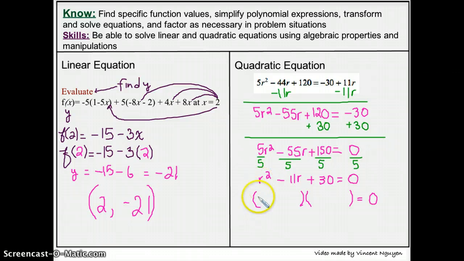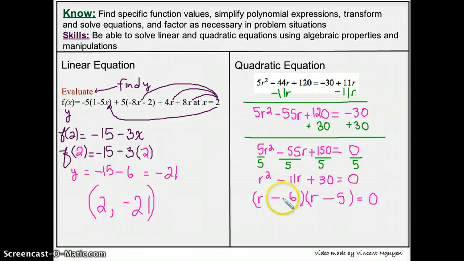To get r squared, I have r times r. To get 30, I have many choices. I have 30 times 1, 15 times 2, 3 times 10, 6 times 5, but I need to consider my middle term. My middle term is 11, so 6 and 5 seem to be good choices to use to get 30, because 6 and 5 will make 11 somehow. So let's see if it will.